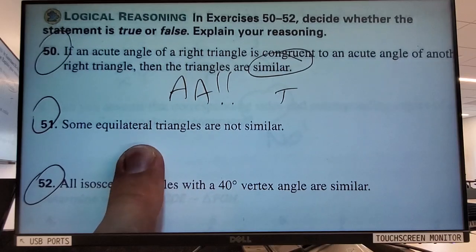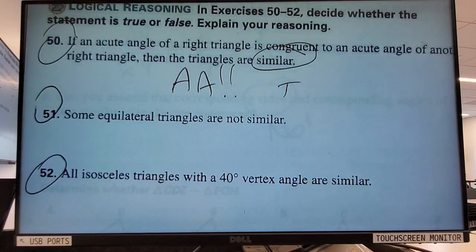What about 51? This one's almost interesting. What do you guys think?